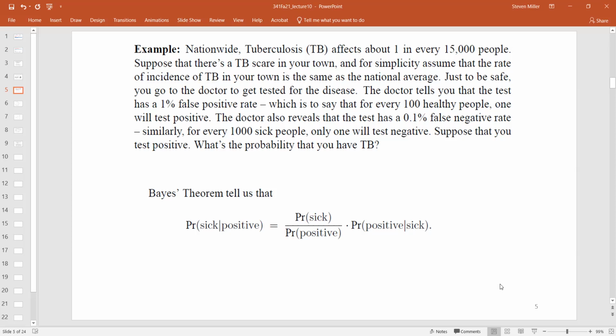So Bayes' theorem tells us the probability that you're sick, given that you test positive, is the probability of being sick divided by the probability that you test positive, times the probability that you test positive, given that you're sick. So the question is, which things are easier to compute? Is it easy to calculate the probability that you're sick? Yeah. This is 1 in 15,000. Easy to find. Okay. What about the probability that you're positive given that you're sick?